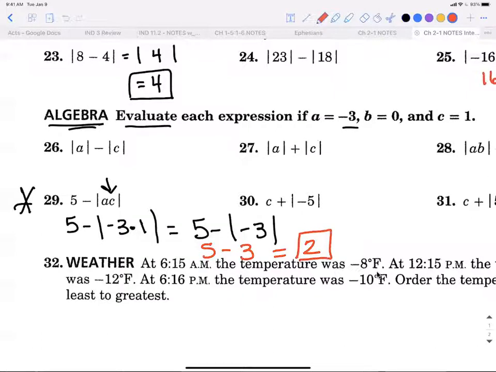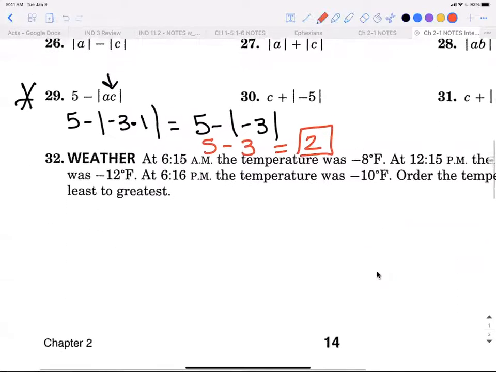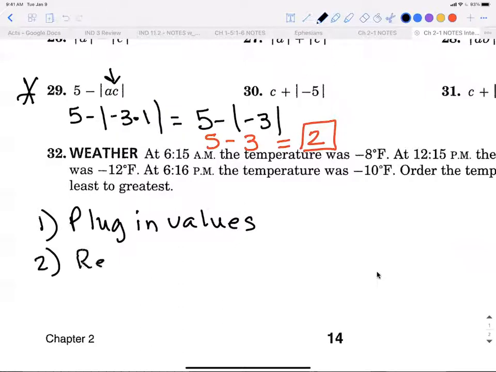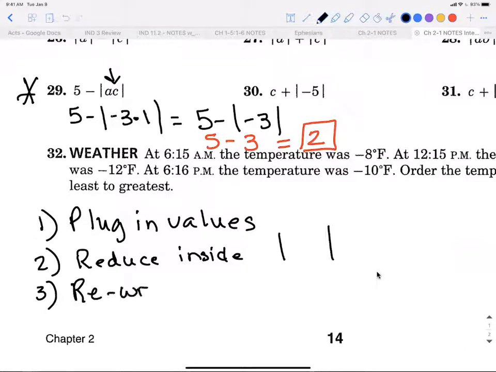So for the ones that say algebra on your homework, if you're a steps person, if you want to put these steps, you totally can. You don't have to. Step 1 is to plug in values. Step 2 is to reduce inside, if you have to, inside the absolute value signs. Step 3 is to rewrite, and I'm going to put W/O, that's without. Then you're going to rewrite it without the absolute value signs. And then finally, you're going to solve. So if you're a list person, this is your list of the 4 steps.